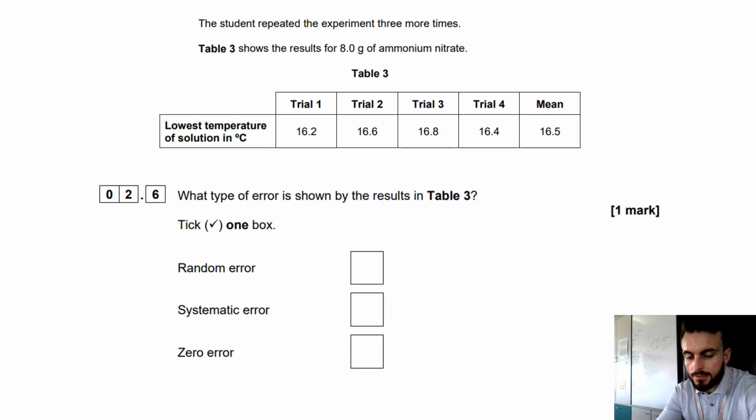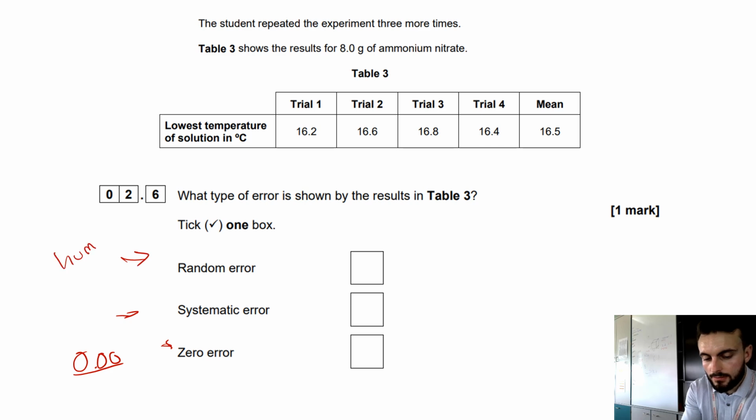So looking at the same data, what type of error is shown in table 3? So remember, 0 error is when it won't go to 0, so you can't get your mass balance or whatever it is that you're measuring to 0. That would mean that the reading would be wrong by the same amount each time, which it's not. Systematic error is something faulty with the equipment, and then the random error one is the one where we're talking about subtle variations to do with human misreading it or mistakes made during the practical, timing of things, etc. So it is random error.